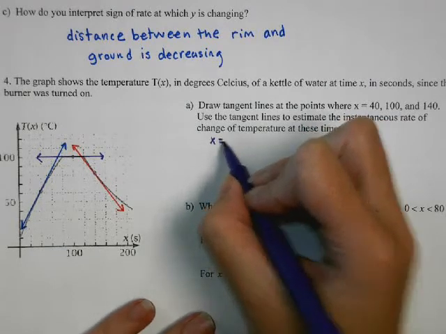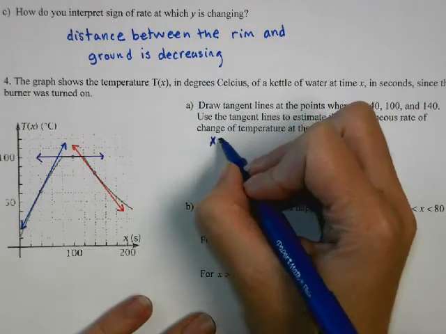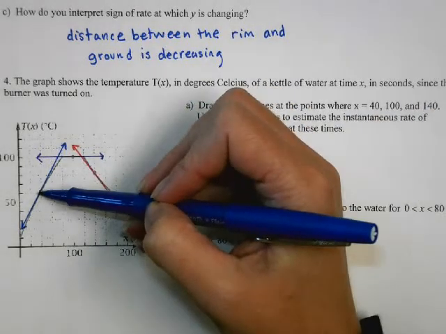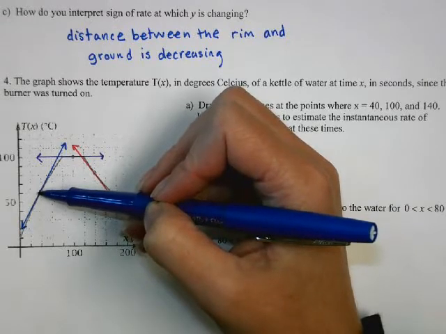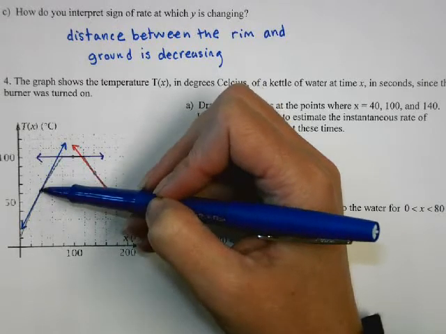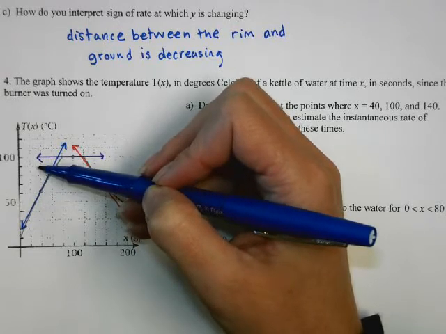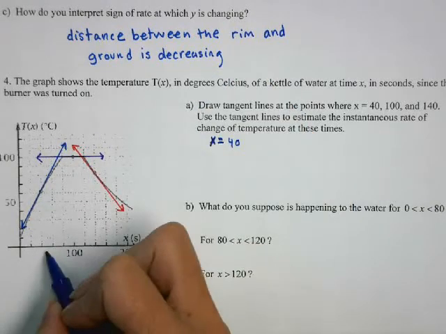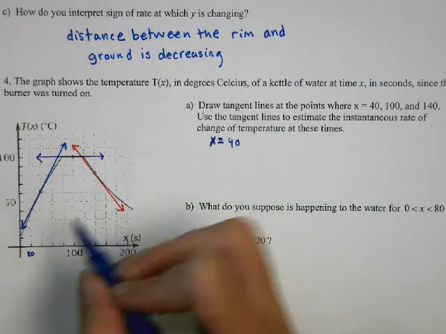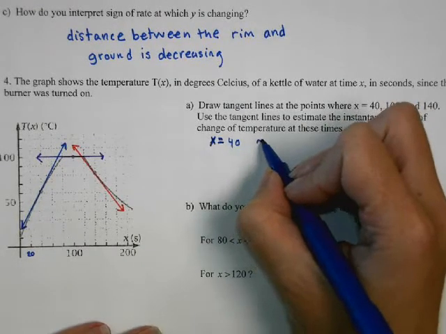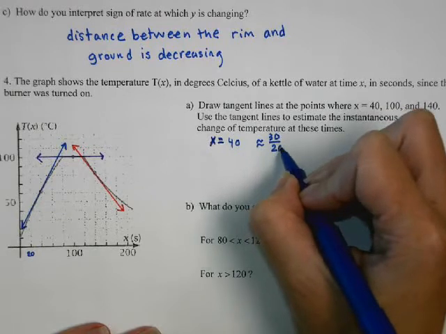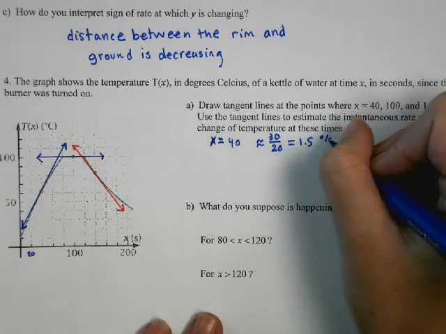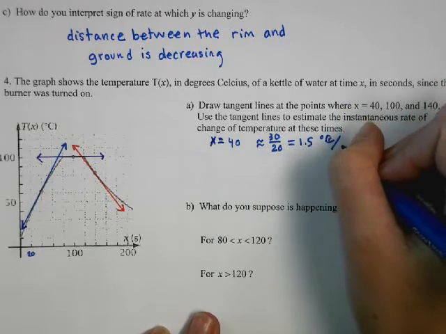So when x equals 40, we're looking at this slope. It's a little bit tough to see, but we're going from about 60 up to 90. So that would be a change of 30 over a change of, these are going up by 20s, so 30 over 20. So maybe approximately 1.5 degrees Celsius per second.